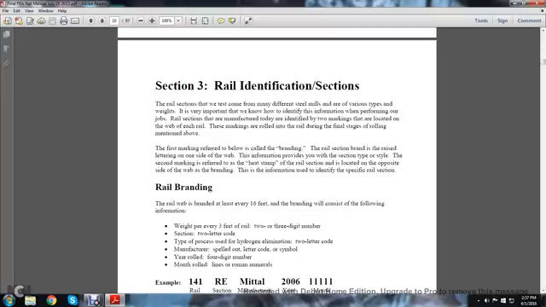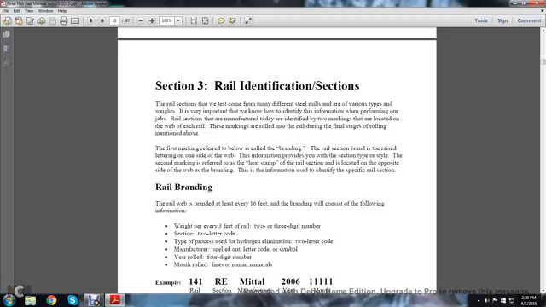The rail sections manufactured today are identified by two markings that are located on the web of each rail. These markings are rolled into the rail during the final stages of rolling mentioned above. The first marking is called the brand. The rail section brand is raised lettering on one side. The information provides you with the section type or style. The second marking is referred to as the heat stamp of the rail section and is located on the opposite side of the web from the brand. The information is used to identify the specific rail section.